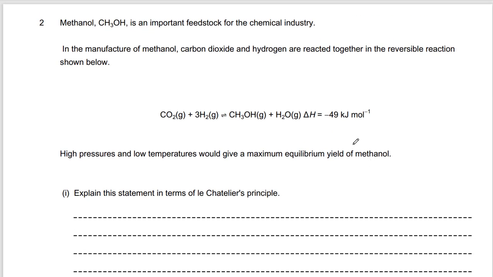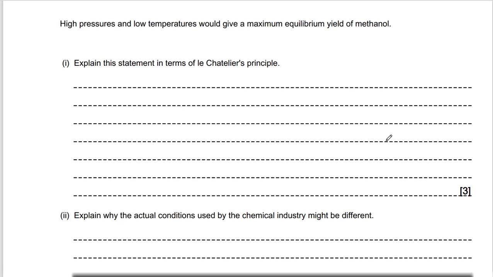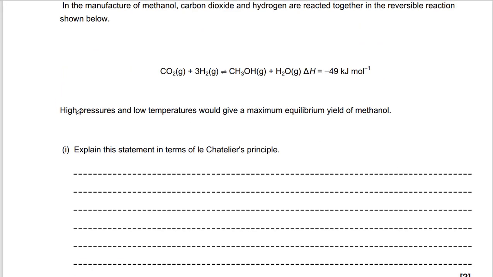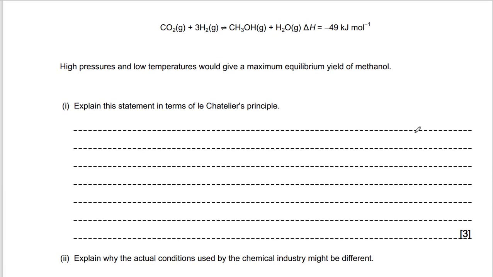Another equation, different idea here, but same principle really. This is 3 marks. It says high pressures and low temperatures give a maximum yield. Explain why. So, same as before then. Take a quick look at the equation. We'll start with high pressures. We're just talking about pressures, so count the number of gaseous moles on each side. We've got 1 CO2 and 3 H2, so 4 on the left and only 2 on the right.